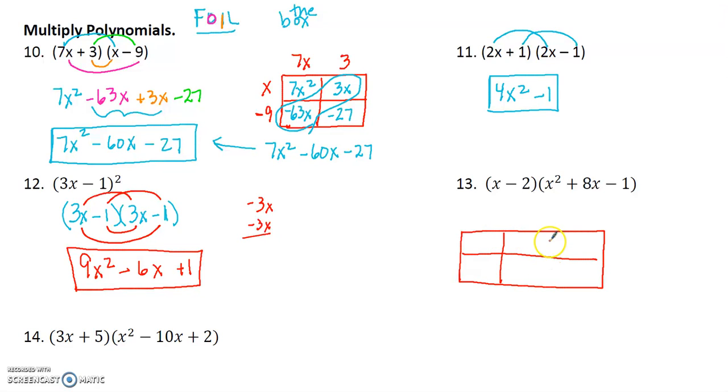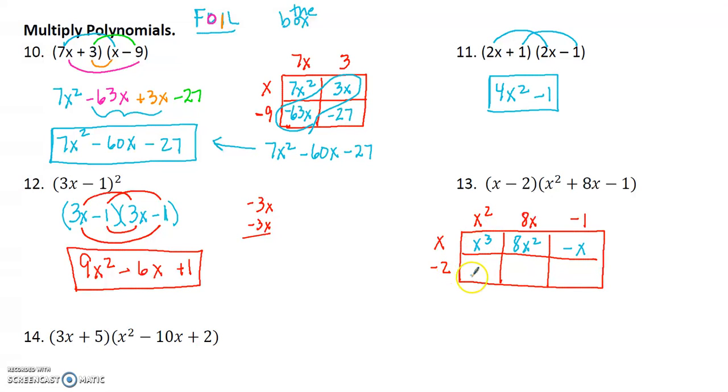So we have 3 sections basically. So I'm going to put my x and my minus 2 over here. And then the second parentheses I'll put on the top, I've got x squared, and I have a positive 8x, and then a negative 1. So again, we're going to multiply. So I've got x times x squared, which will give me x cubed. X times 8x, which will give me 8x squared. X times a negative 1 is just negative x.